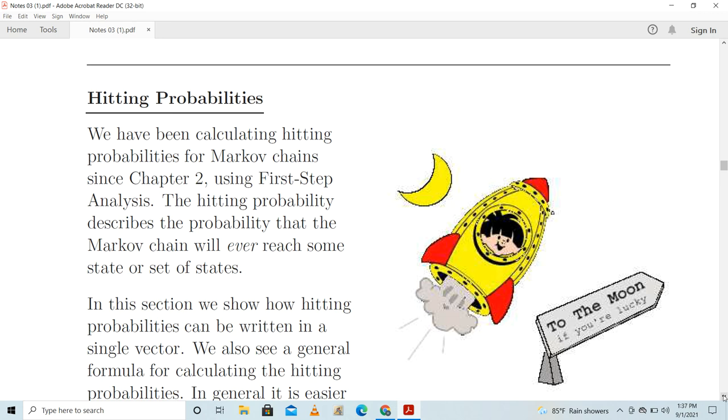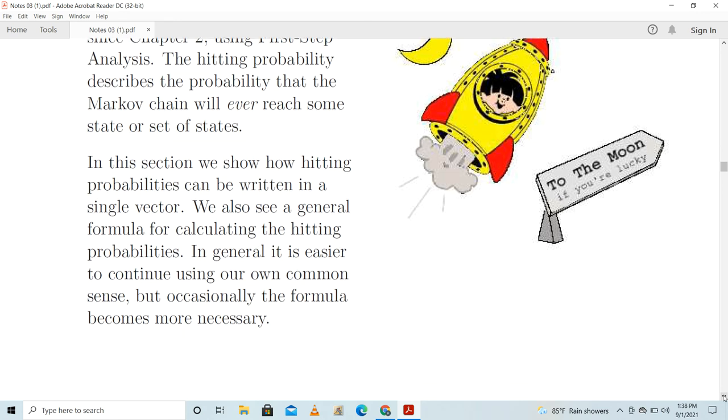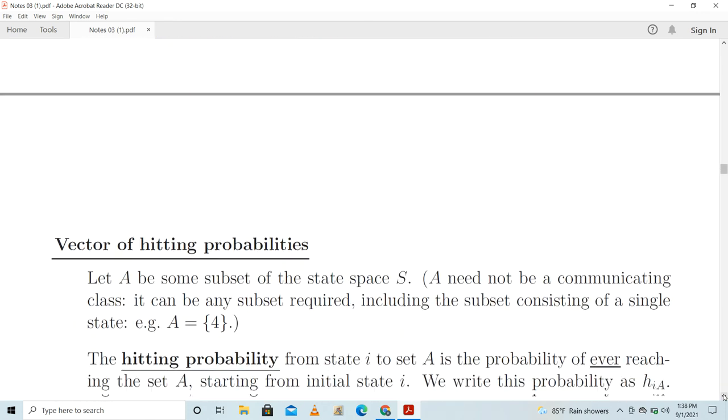In the previous chapter, we used first step analysis in order to solve questions. Now for hitting probabilities, if you have a transition diagram with several states, and a set of states that has been specified earlier, and you want to find the probability of reaching that set of states, then we talk about the hitting probability.